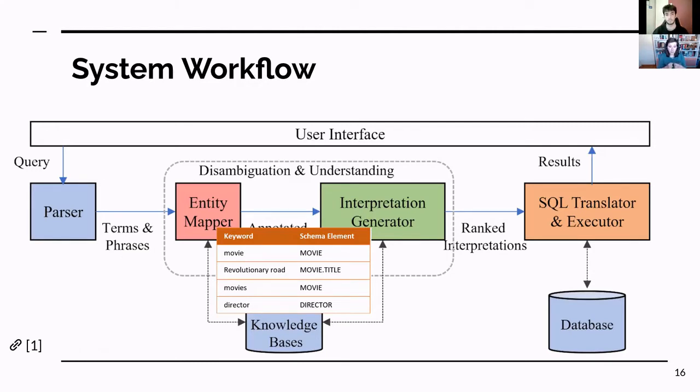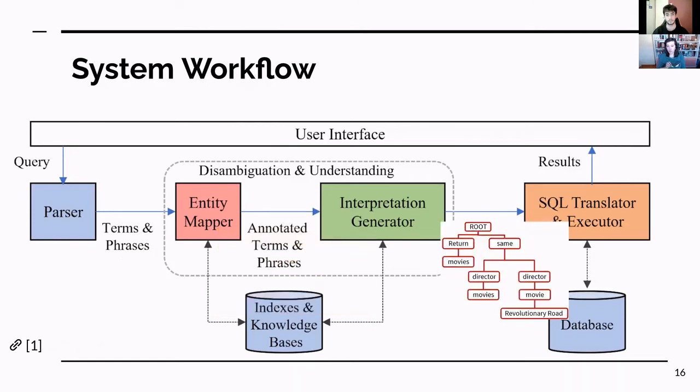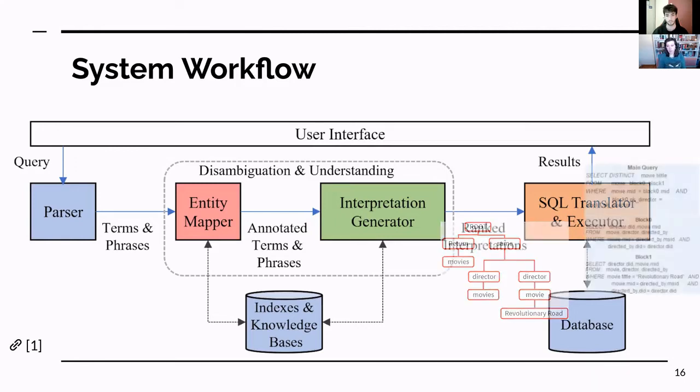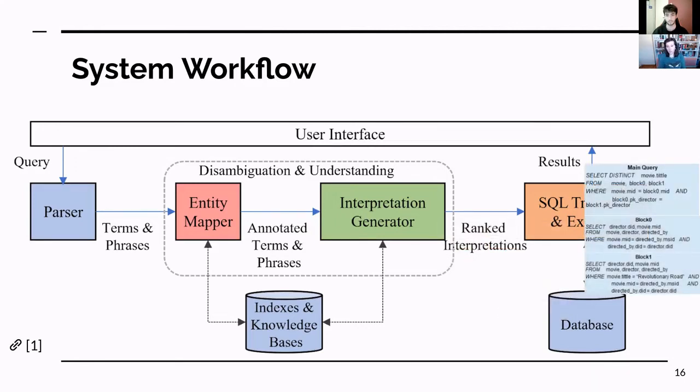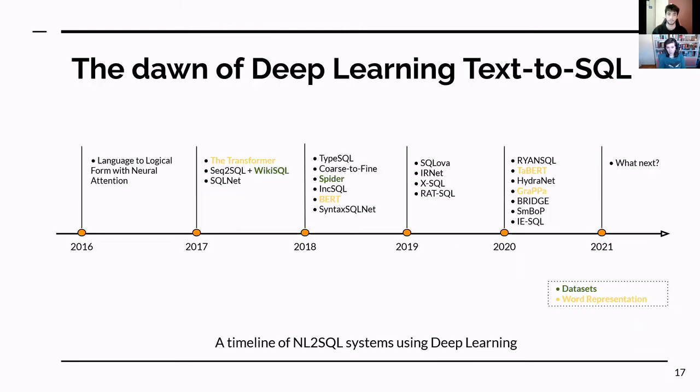Then the interpretation generator takes these previous outputs and generates a new representation of the query that captures the database elements that participate in this query and how this should be processed in order to generate the desired result. And now it is very easy for the last part of the architecture, the SQL translator, to take this and generate the SQL code that will bring the desired results to the user.